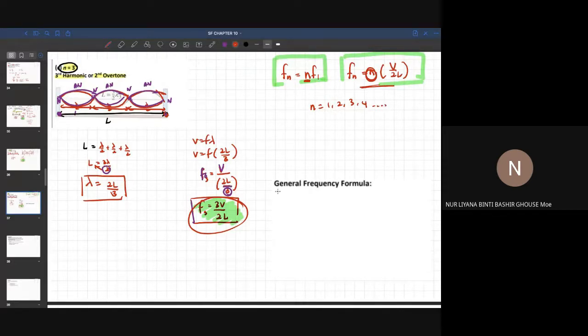Yang ini korang salin dekat under general frequency formula. This one is N tau equals to N V over 2L, right?